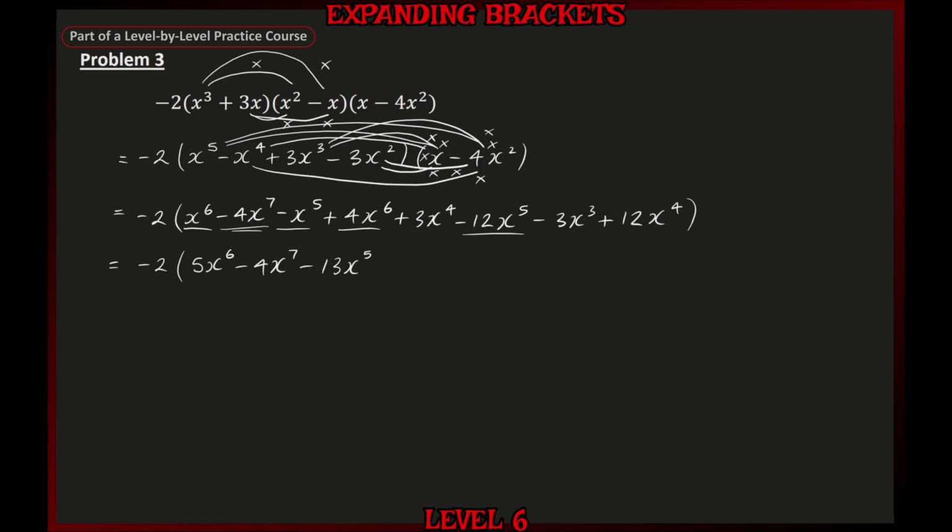Moving on to the x to the power of 4s, we have a 3x to the power of 4 plus a 12x to the power of 4, so that's plus 15x to the power of 4, and finally the minus 3x cubed is on its own.